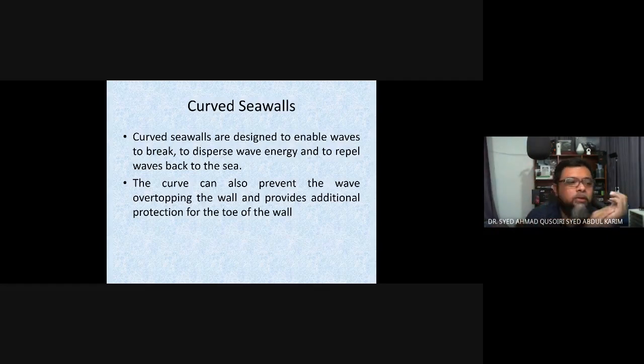Okay, so if we use a flat wall, if there's a huge wave coming in, the seawater might go beyond the height of the wall. But this is unlikely to happen for a curved seawall, meaning that if the wave is coming in, it hits this curved wall and it will be sent back to the sea, okay, by a somewhat circular motion. Okay, so this is an example of a curved seawall.